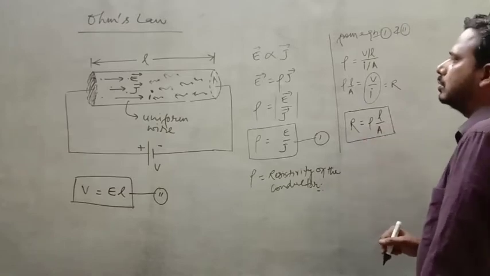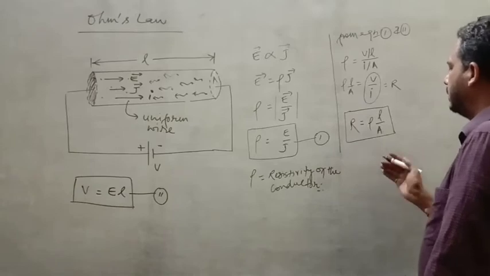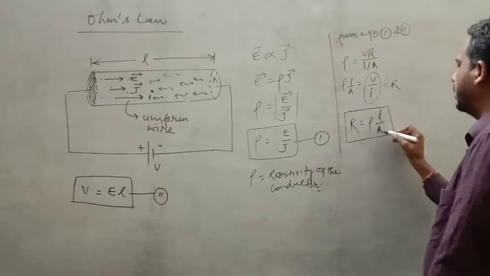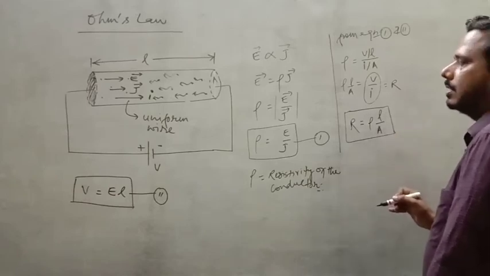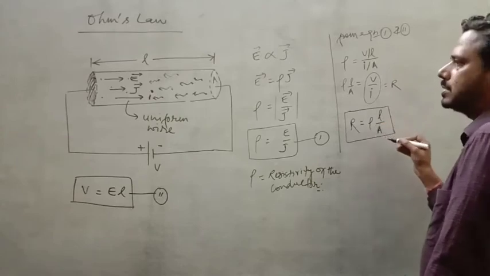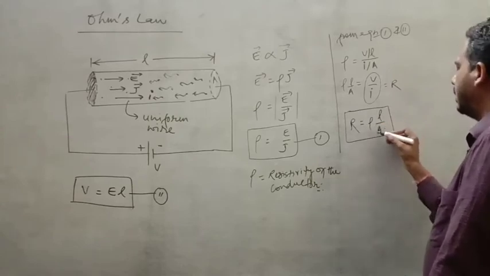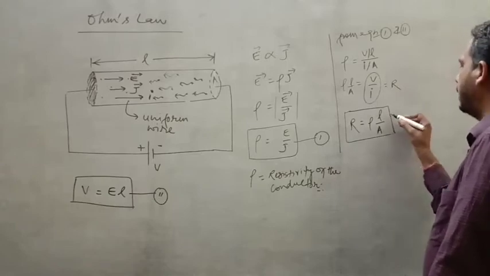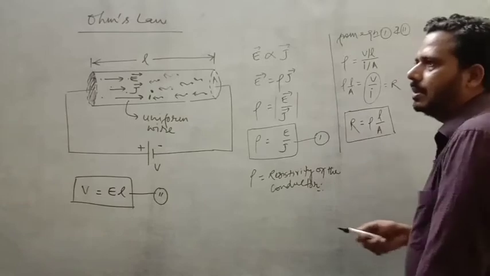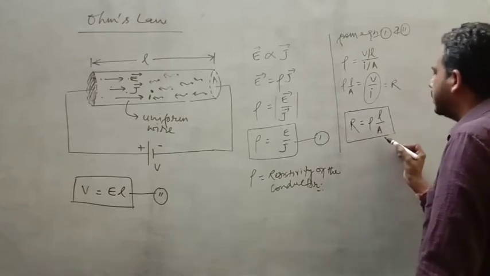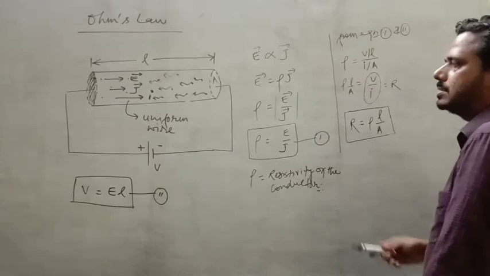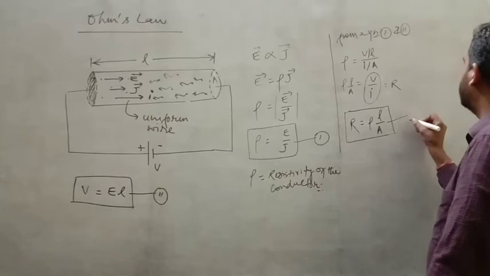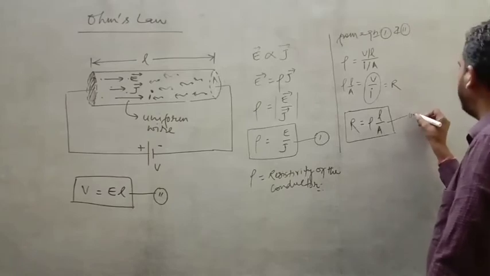According to Ohm's law, the resistance inside the conductor depends on the length of the conductor and the cross sectional area. On length it is directly proportional, and on cross sectional area it is inversely proportional. So if your length increases, your resistance increases, but if your cross sectional area increases, then your resistance decreases. Keep this concept in mind. This is another equation, so let it be equation 3.